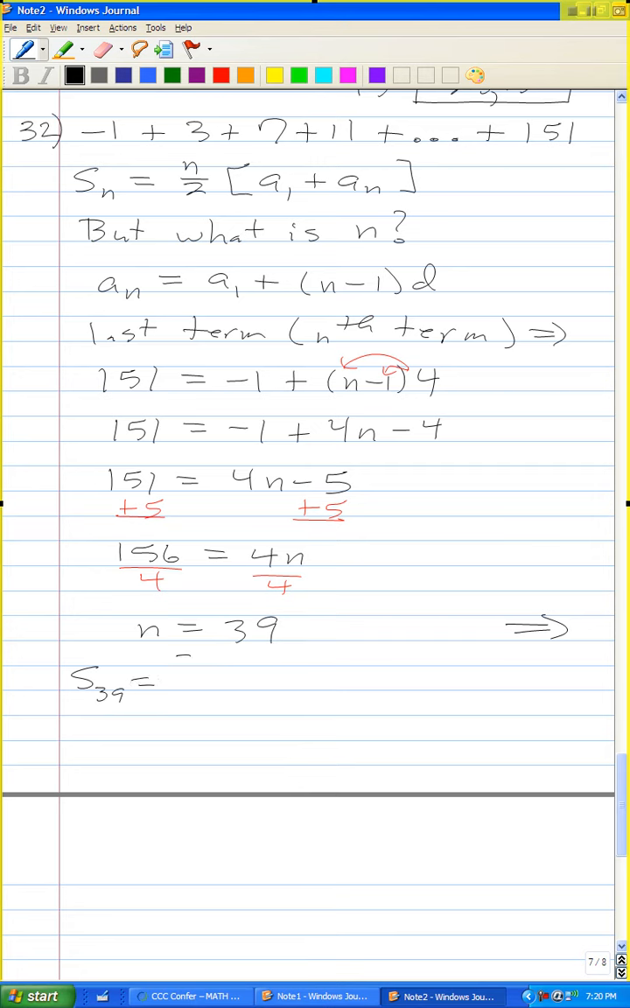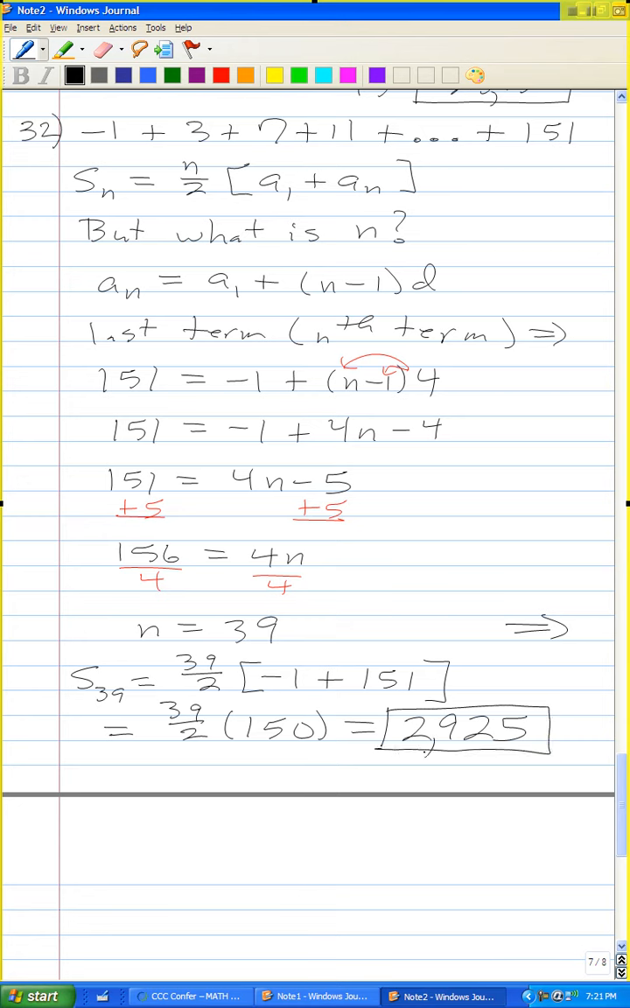So this is equal to 39 divided by 2 times, well, a sub 1 is negative 1, a sub n is 151. And so this is equal to 39 over 2 times 150. And so 39 times 75 is 2,925. So if you add up all these terms, you get 2,925.